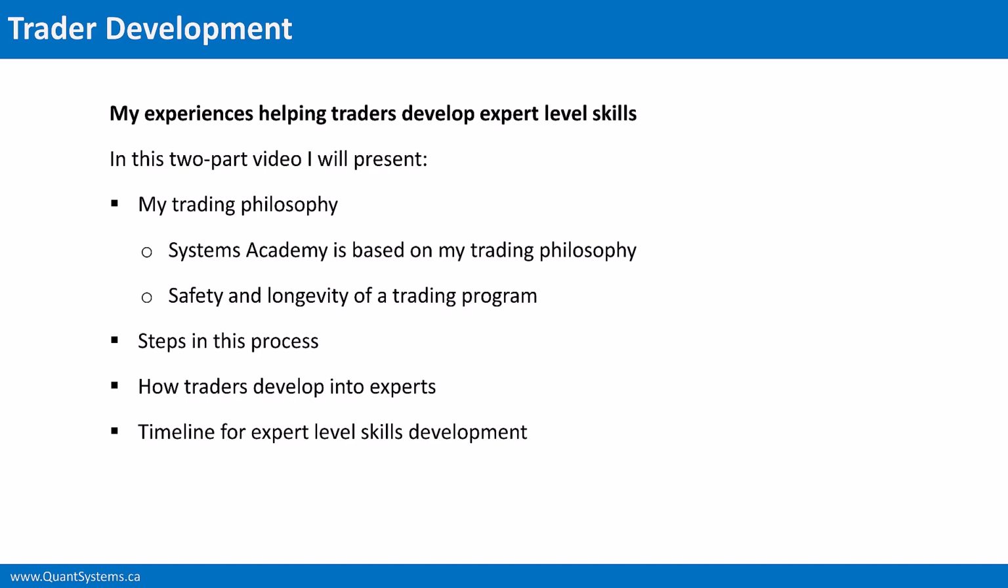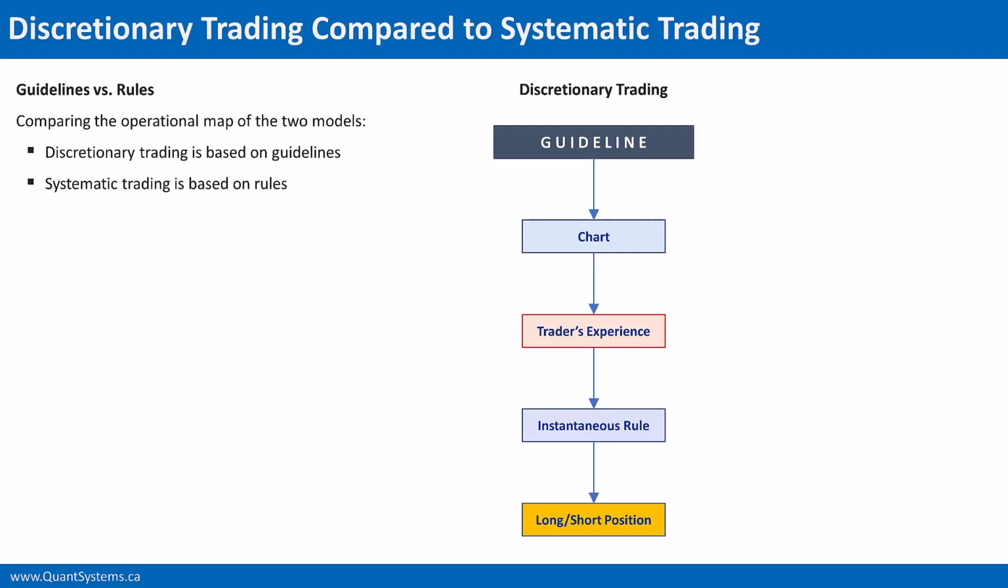So let's get started. The very first thing to understand is the difference between fully discretionary trading compared to systematic trading. The models here represent both approaches. The discretionary trading model is based on guidelines. Guidelines are high-level, open-ended rules that really are not very specific and they're not objective at all. But guidelines are good because they allow the trader to be extremely flexible. Guidelines are the lens through which the trader looks at a chart. The information on the chart represents data that could be correlated with one of those guidelines.